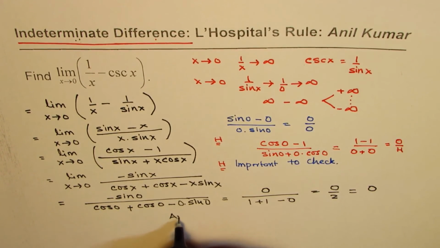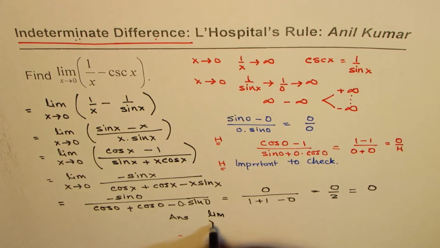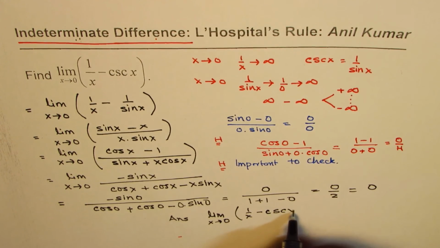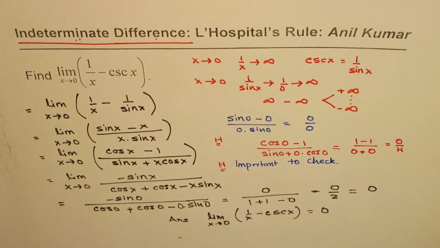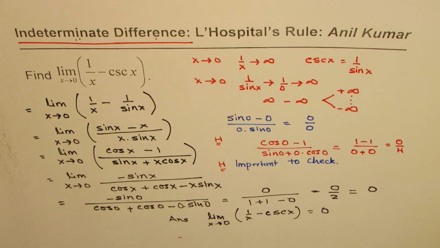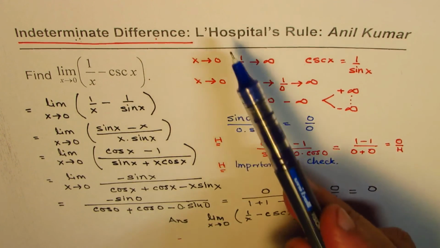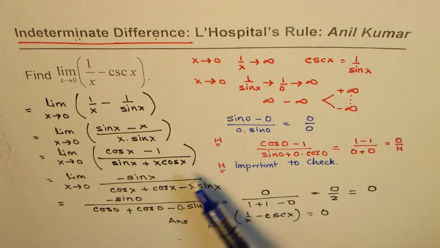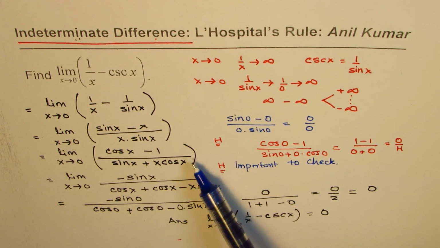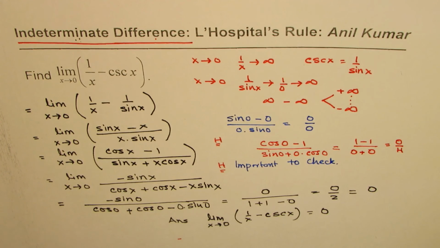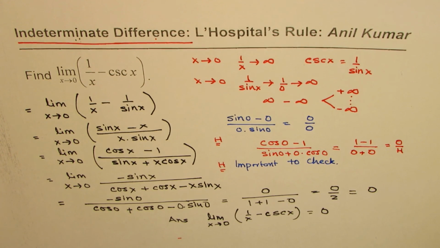So we get our answer: the limit as x approaches 0 of 1 over x minus cosecant x equals 0, right? I hope the steps are absolutely clear. I've purposely gone slow and explained each and every step here so that you understand why and when to apply L'Hospital's rule. It is important to check at every stage whether the form is indeterminate or not. If it is indeterminate, you can differentiate the numerator and denominator, that is, apply L'Hospital's rule, and get the result.